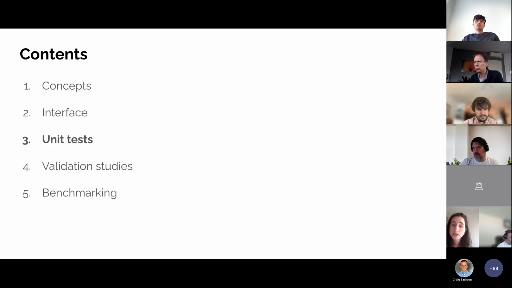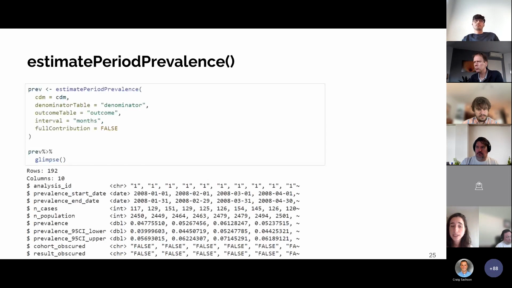Also, these functions have the same attributes and the same output format as the incidence prevalence ones. I'm not going to go through other functions now because of the time, but we have other functions to gather the results and export all the results in a zip file.